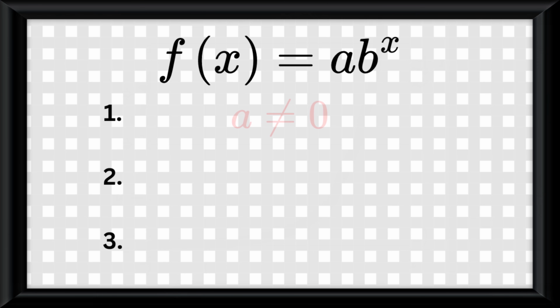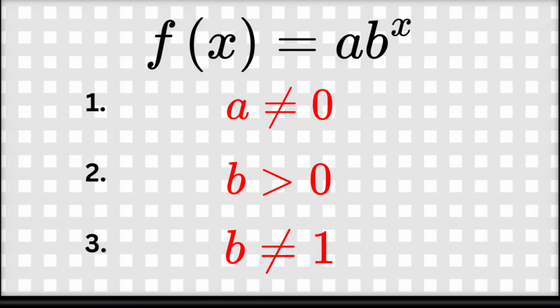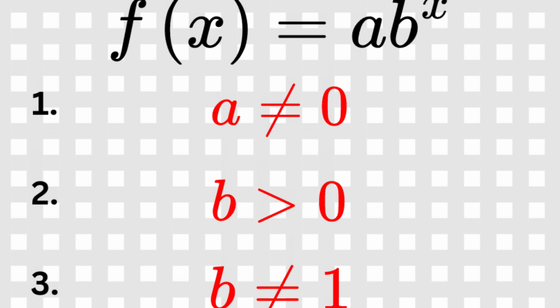There are 3 simple rules of an exponential function. First is that a can never equal 0. The second is that b must always be positive. And finally, b can never be 1. Other than those three things, you can do really whatever you'd like with the function.